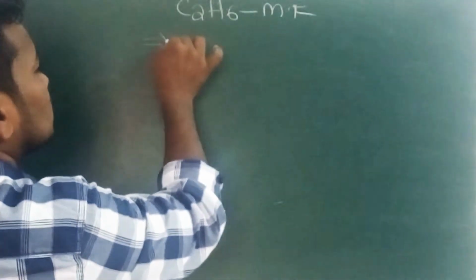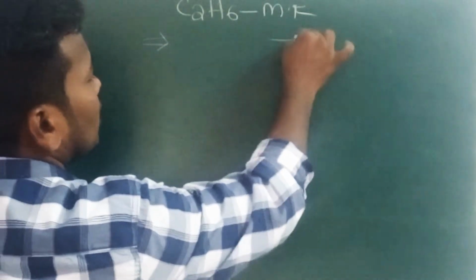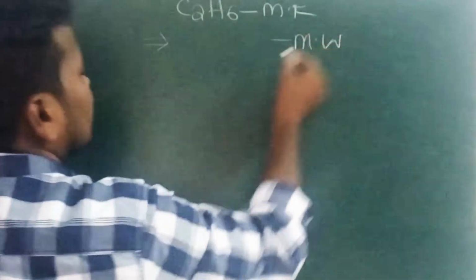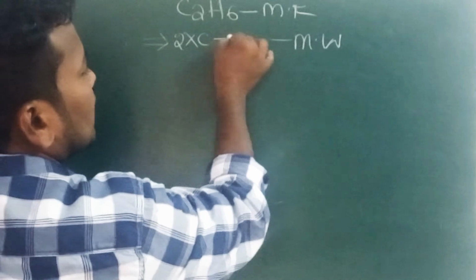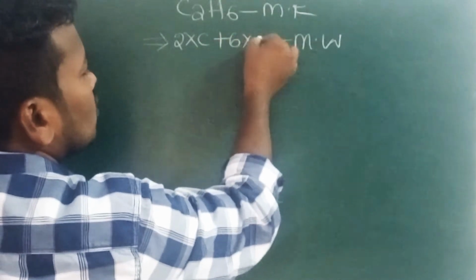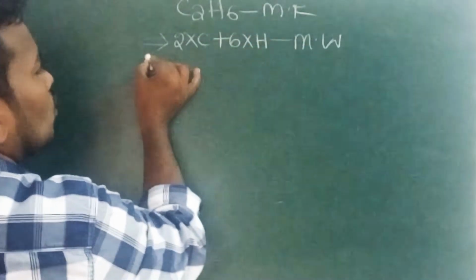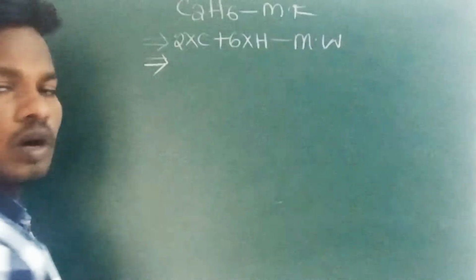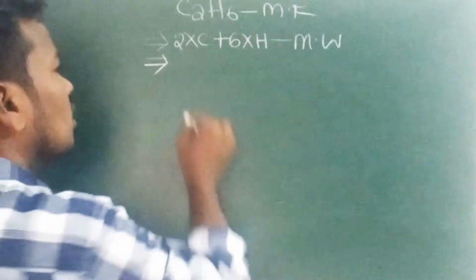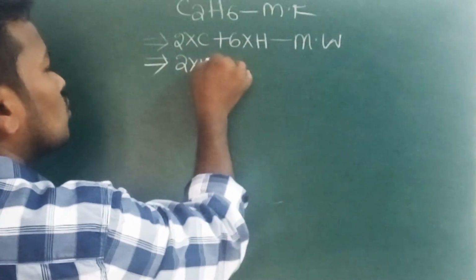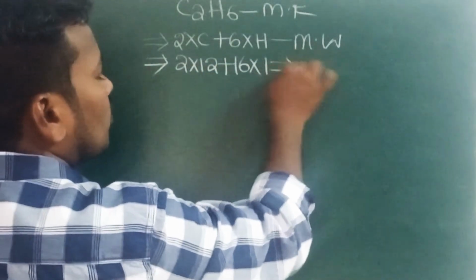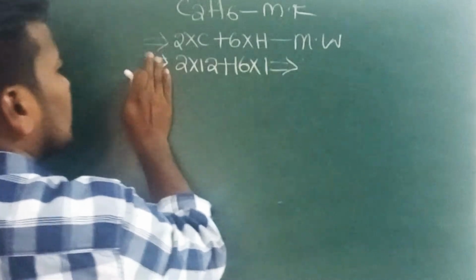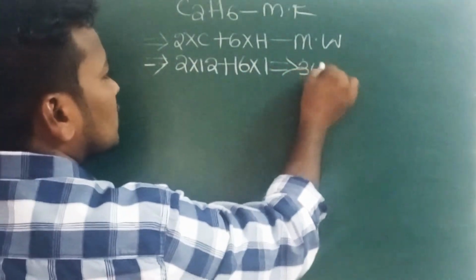Now you can take the total atomic mass. How many carbons? Molecular weight you can take: 2 carbons into C plus 6 hydrogens. One carbon atomic mass is 12, so 2 into 12 plus 6 into 1, molecular weight is equal to 30. So the molecular weight is 30 grams.